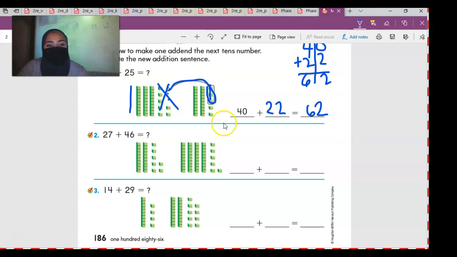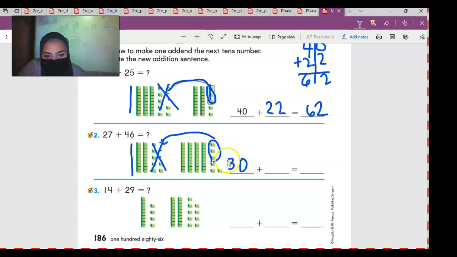Okay, let's look at number 2. I need to make a 10. How many more ones do I need here to make a 10? Dominic? Good, I need 3 more ones. So I'm going to take 3 ones from here, and I'm going to bring them over here. 1, 2, 3. Now I have 1 10 that I can cross out, and I can draw here. So now I have 1, 2, 3 10s and 0 1s. Right? I have 3 10s and 0 1s.